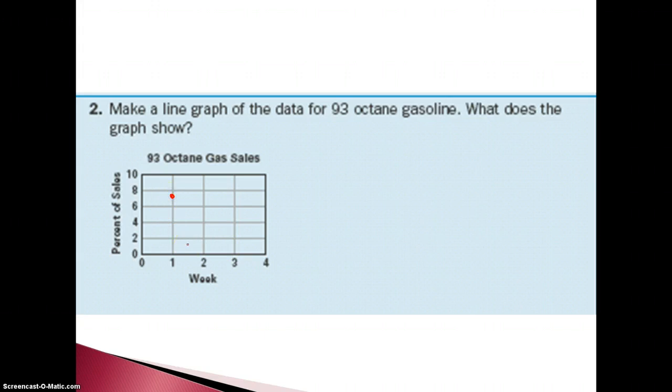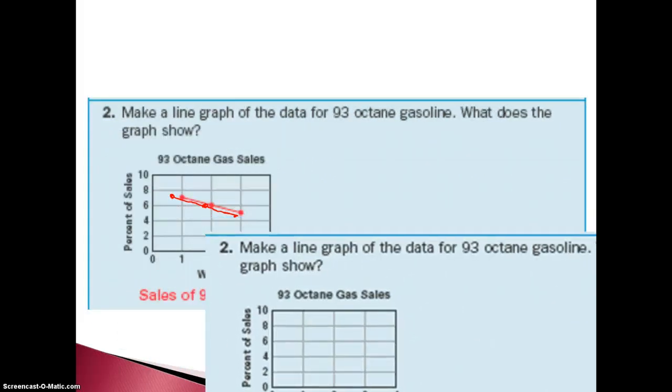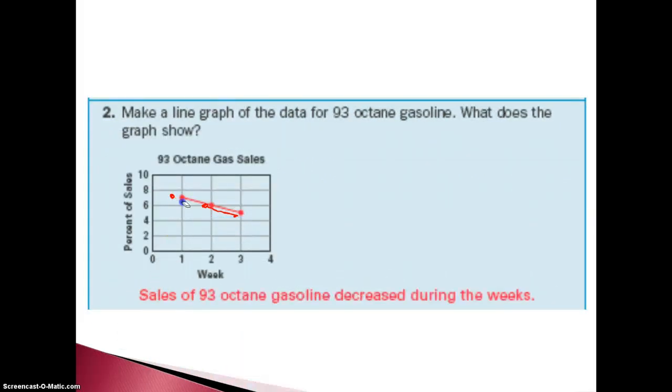Oh, I'm sorry, pause the video if you haven't already. Plot the points and connect them. Then tell me what the graph shows. Week 2 is 6%. Week 3 was 5%. When you connect it, you can see that the sale of 93 octane gasoline decreased over the weeks, which isn't good. You never want your sales to decrease.